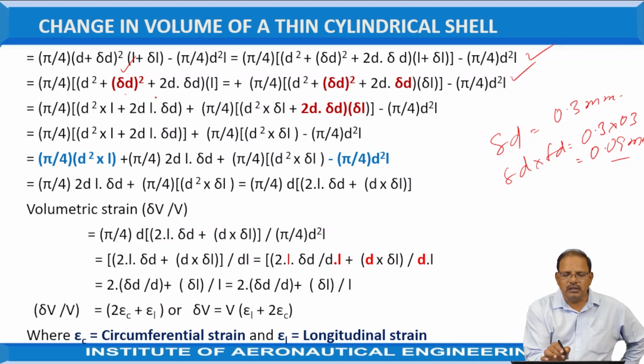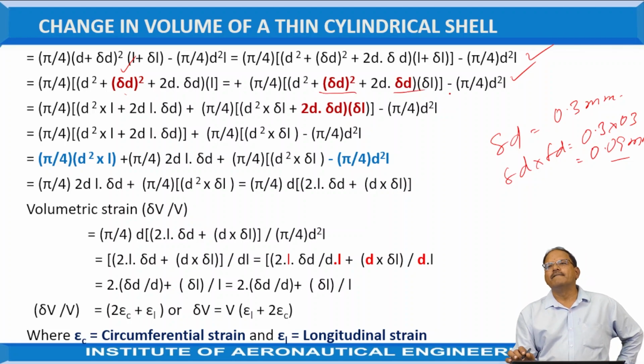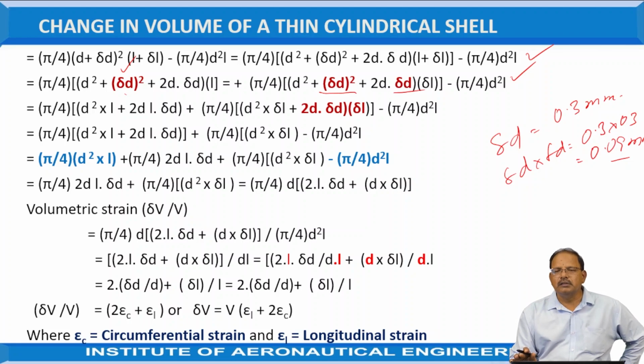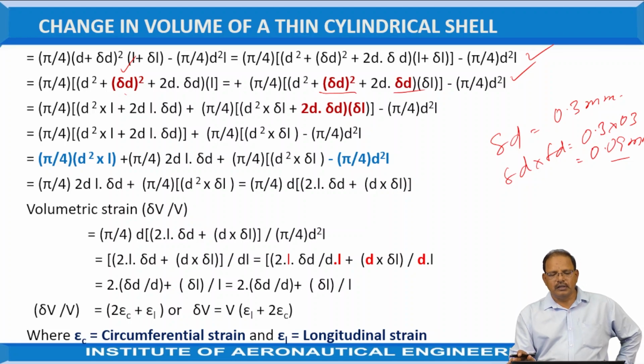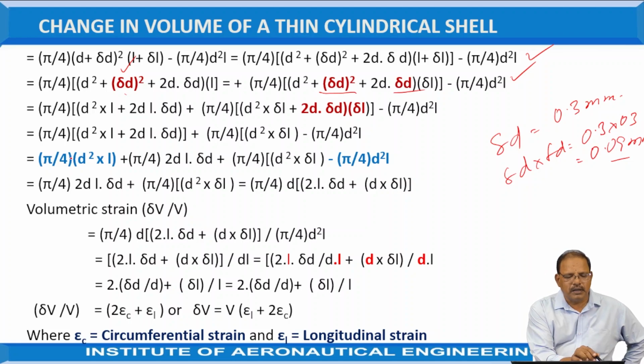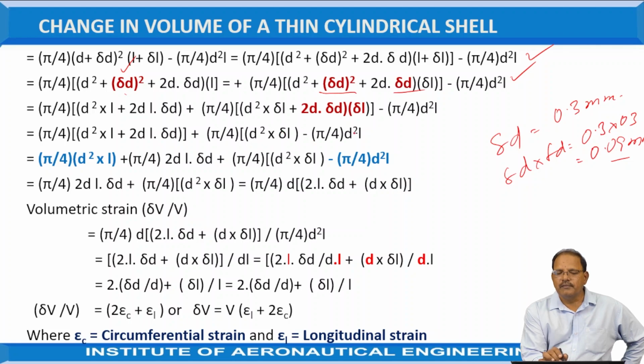These are values represented in color. They are multiplications of the increments, that is, the change in length as well as the diameter. The product becomes very small compared with the original values, hence these are neglected. The remaining terms are π/4 D²L plus 2DL ΔD plus π/4 D² ΔL minus π/4 D²L.